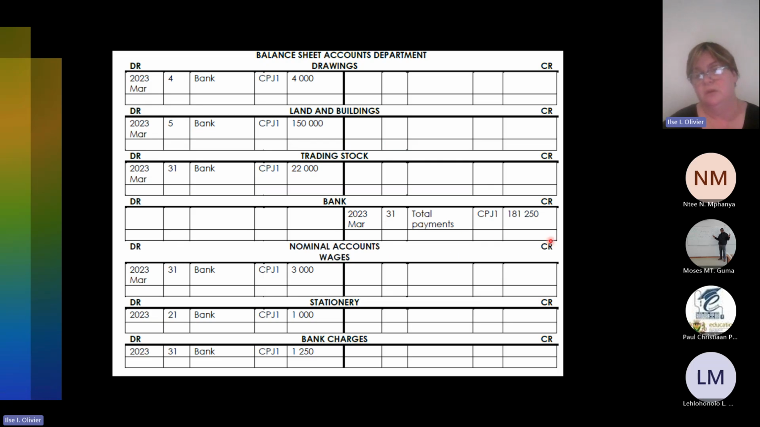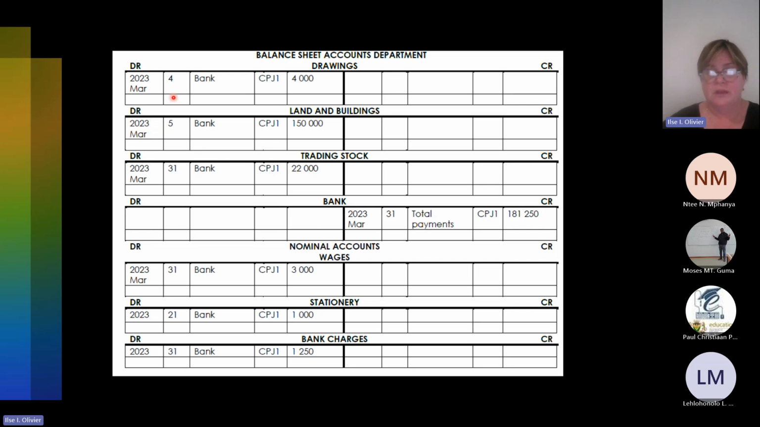So what do we do? We start with bank. Bank is on March the 31st, total payments now, because it's out of the CPJ, 181,250 is credited, so all the other accounts is debited. We start with the columns, trading stock, March the 31st, bank CPJ 122,000, wages on the 31st, bank CPJ 3,000, and then we post the sundry accounts.